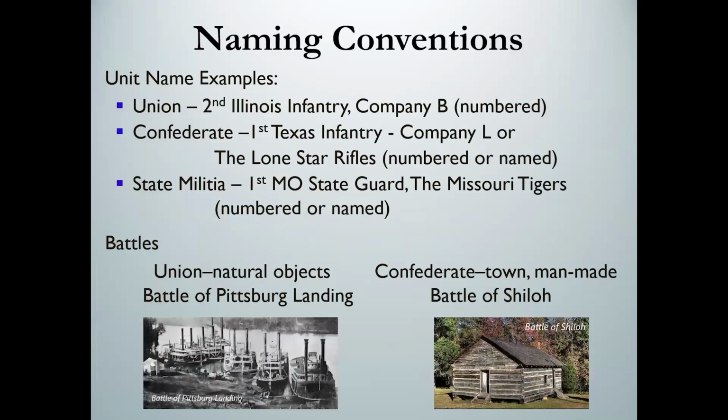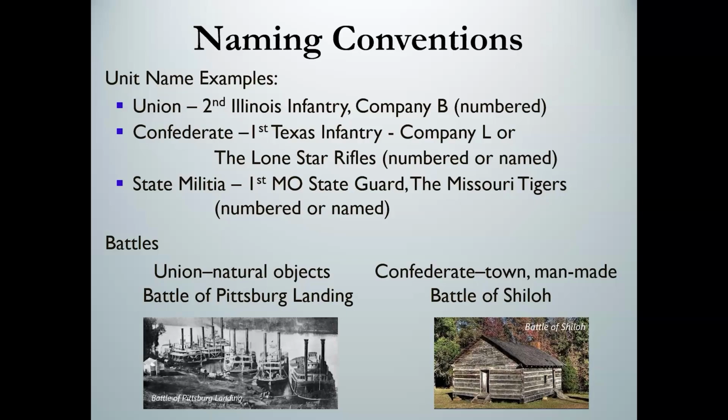Naming conventions. So you have a diary. Robert Smith wrote a diary, and he said that he was in the 1st Texas Infantry, the Lone Star Rifles. He was Confederate. Confederates liked nicknames. The Union were kind of boring. They just liked numbers: 2nd Illinois Infantry. State militia did a little bit of both. You had the 1st Missouri State Guard, also known as the Missouri Tigers. So anybody that's a fan of the University of Missouri, there you go. That's how they got their name.